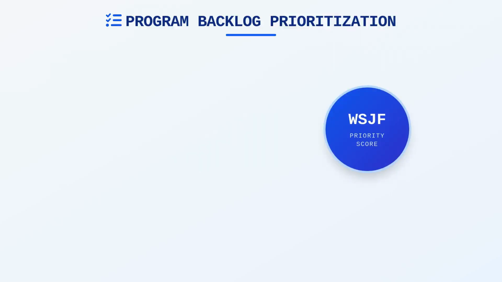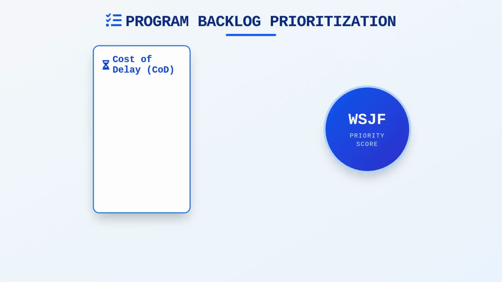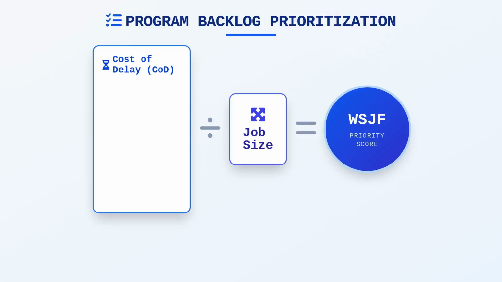Prioritization within the program backlog is not merely a subjective activity, but a rigorous process driven by the Weighted Shortest Job First, or WSJF, algorithm. This method quantifies the relative priority of a job by dividing the cost of delay by the job size, providing a rational basis for ordering work.